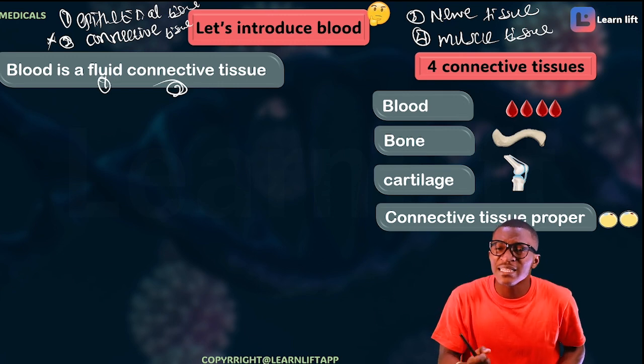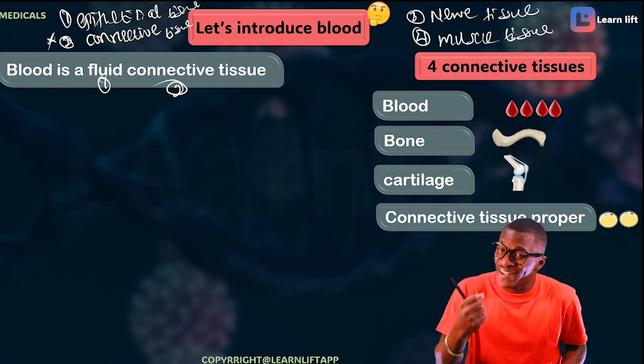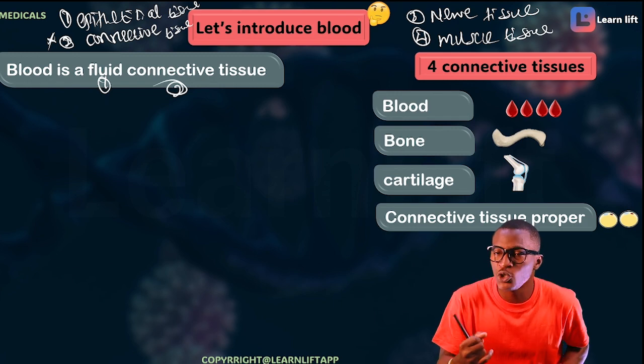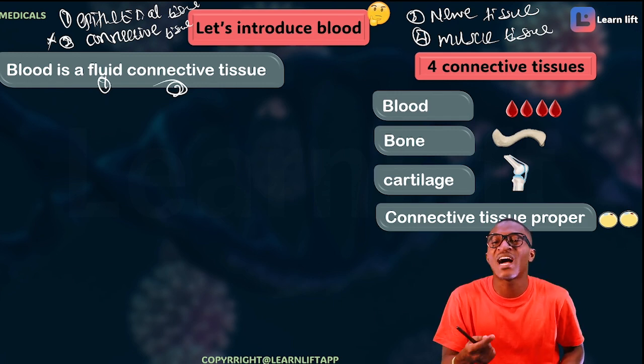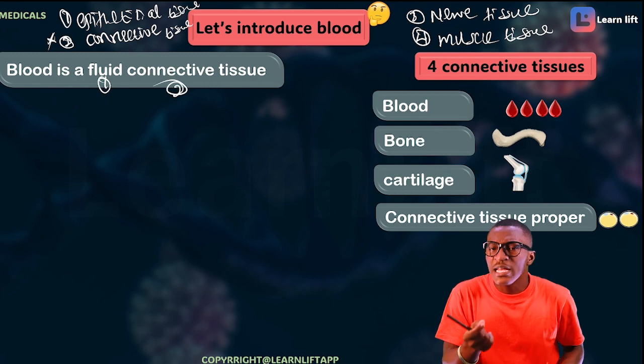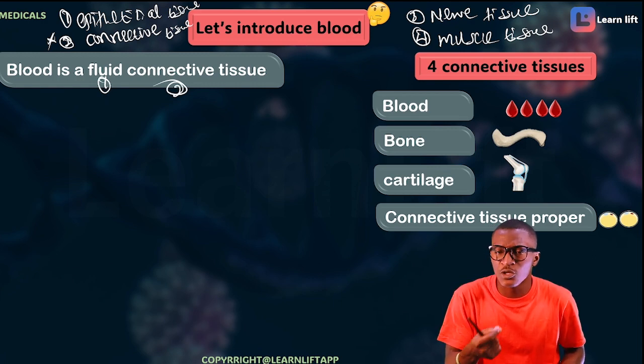Now, you can observe that we have bone, we have cartilage, we have connective tissue proper. Your connective tissue proper is your fat. That's your adipose. Are you with me? Now, your cartilage is what connects, cartilage, soft bones.